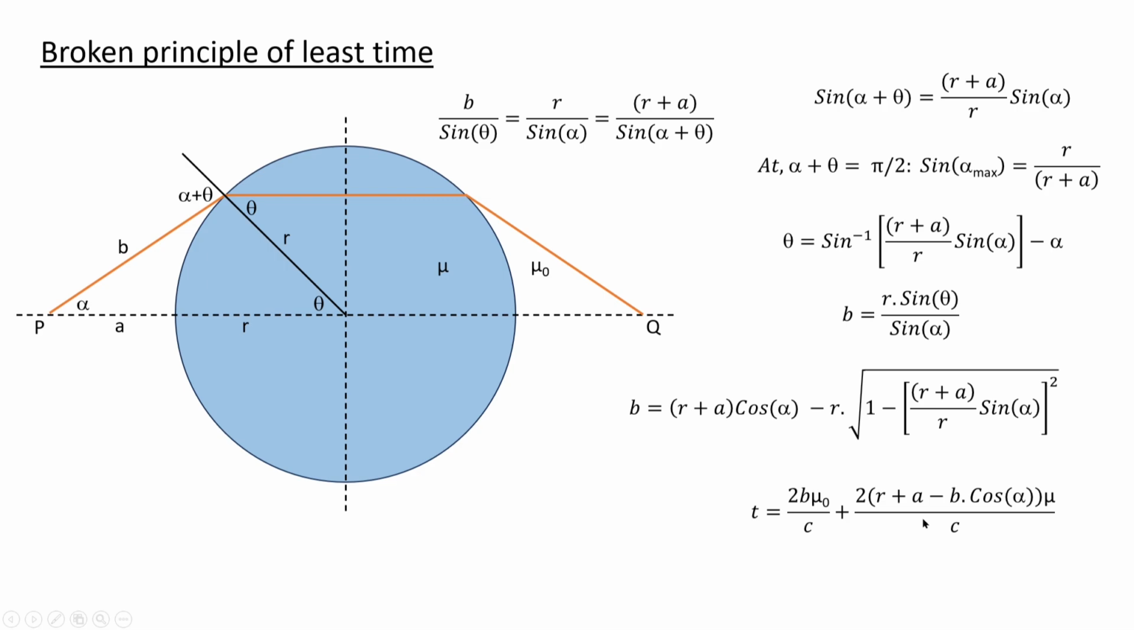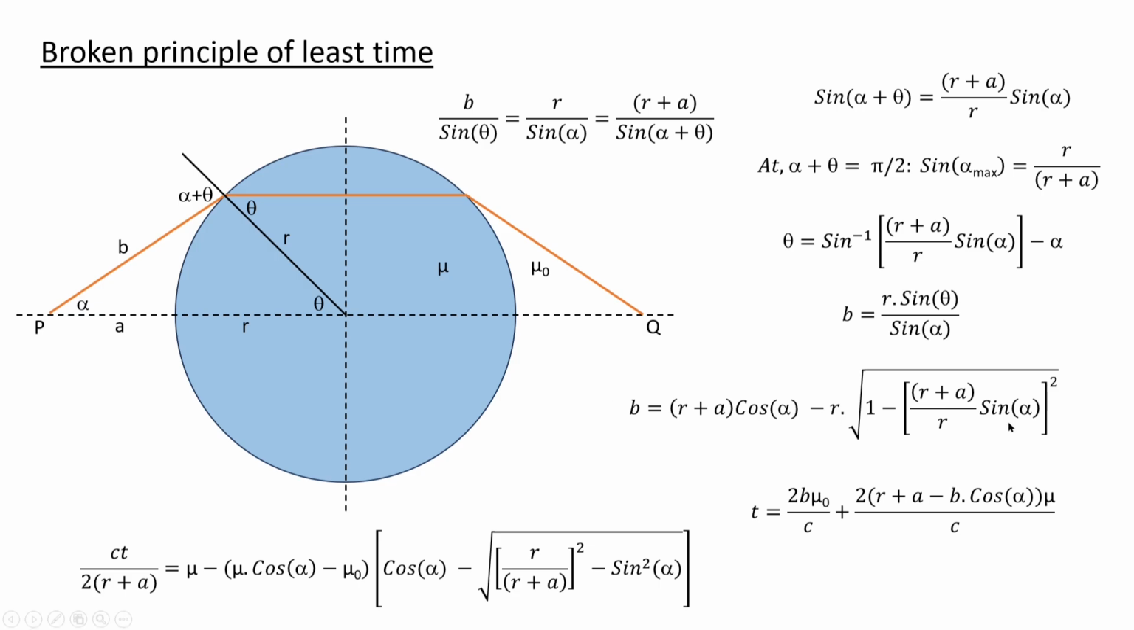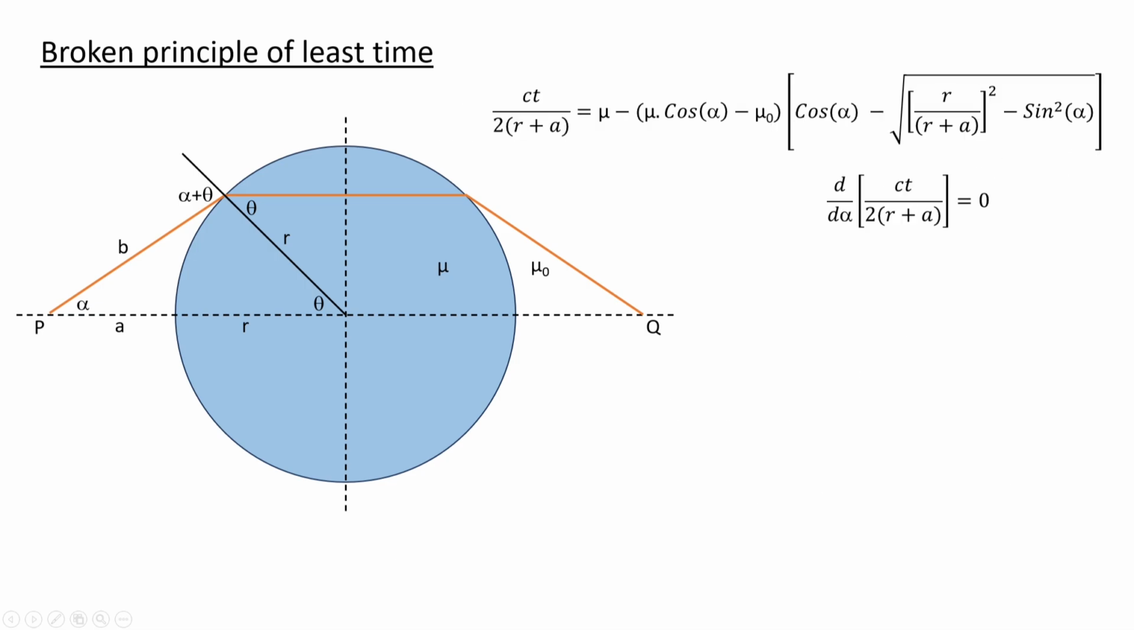When we eliminate b from this time equation, we end up with a term like this, ct, multiplied by some constants, c and r, divided by 2 into r plus a. So essentially this represents time, and this is what the equation reduces to. In order to find the maxima and the minima, we will differentiate this term with respect to alpha. Alpha is the only variable here. This mu is constant, r is constant, a is constant. r is the radius of the circle, and a is the minimum distance of this point from one of the circumference points of the circle.